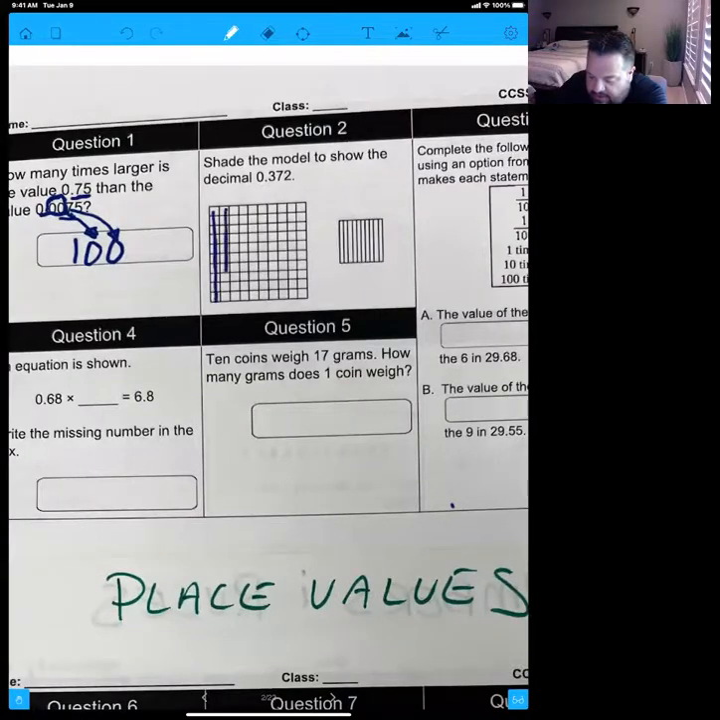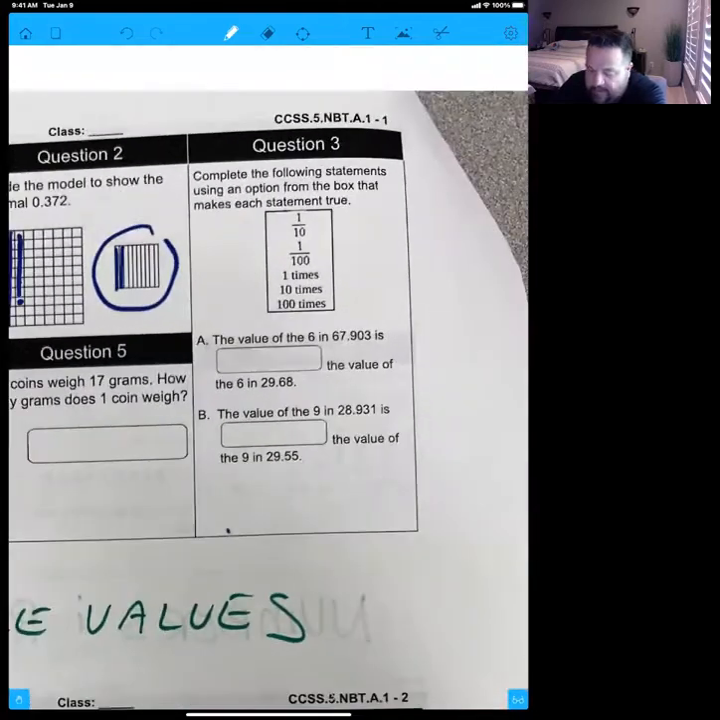All right, number two, I'm just going to shade it in because you don't have a box to shade it in. It's 1, 2, there's the 3 tenths. There's the 1, 2, 3, 4, 5, 6, 7 hundredths. And then this little box would just represent this one that's right here. And there would be the 2 thousandths colored in.